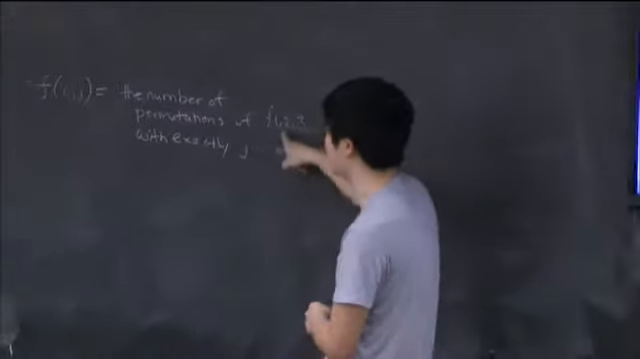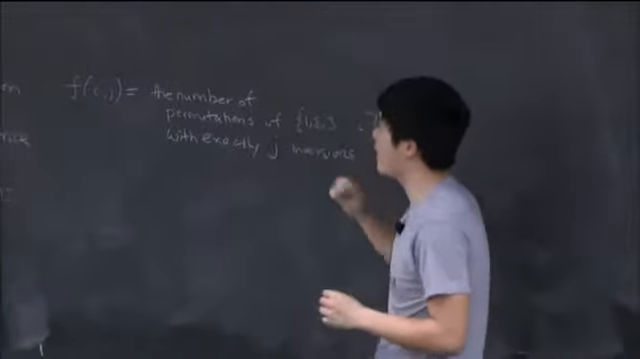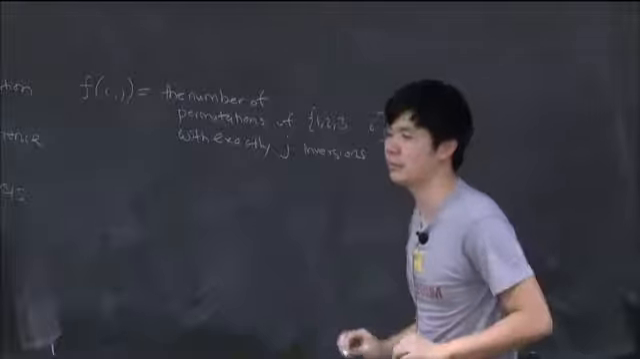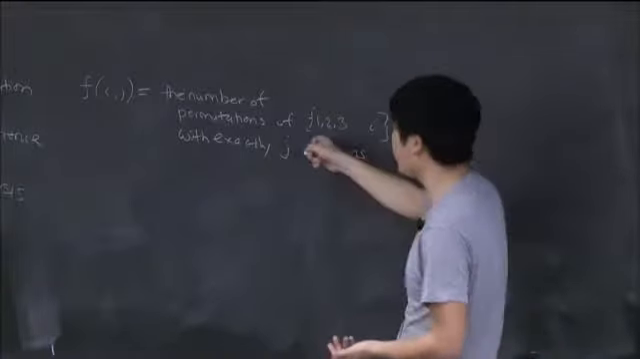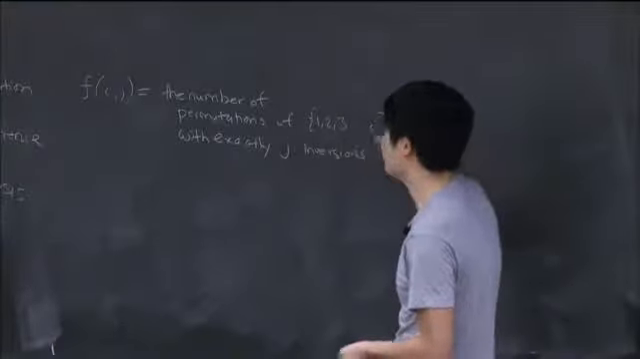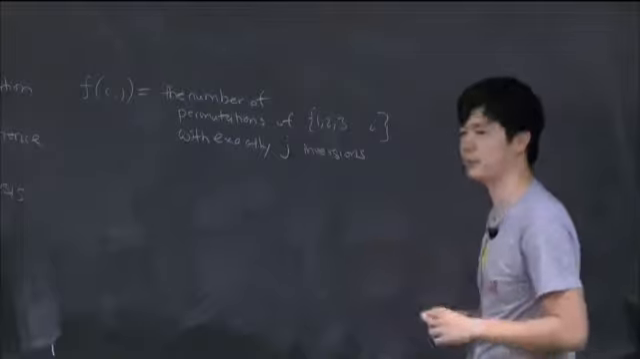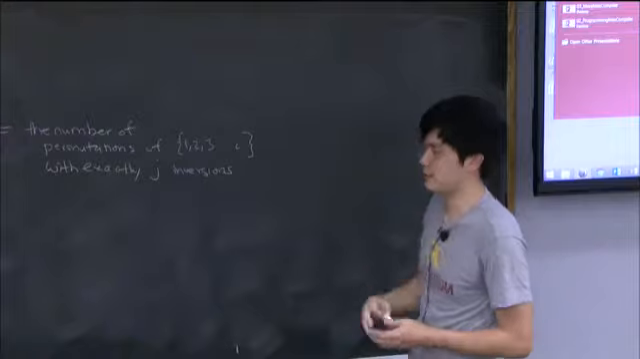This is a very precise definition. I'm telling you exactly what set I'm looking at. A bad way of saying this would be f of i, j is the number of permutations of i numbers. Which i numbers? It's important that it's the first i numbers, and you'll see why, because when we look at adding on the next number to our permutation, it's going to be important that that number is bigger than all the other numbers. Hopefully this makes sense.